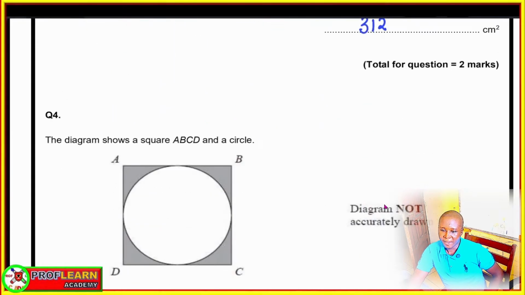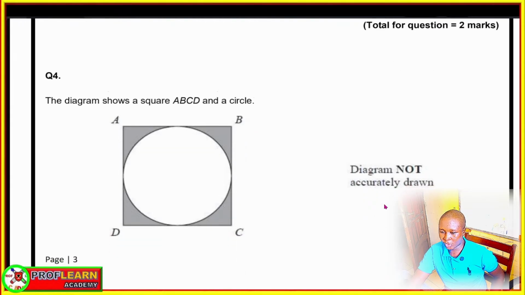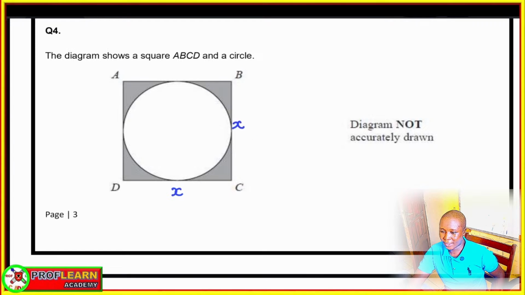Now, another year students were asked to work out a question that looks like this. The area of the shaded part was given as 80 centimeters squared. So, for you to work this out, you first say let the side of the square be x, so that the diameter is also x, which implies that the radius of the circle is x over 2.